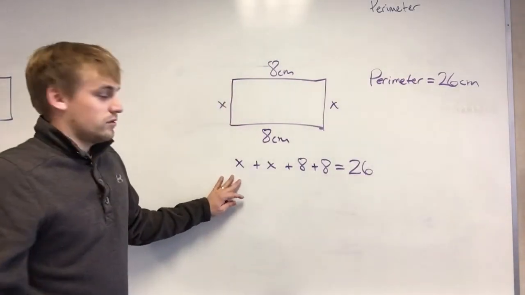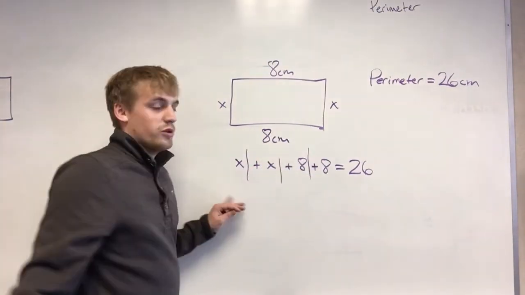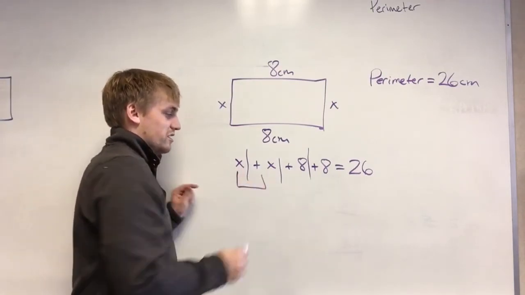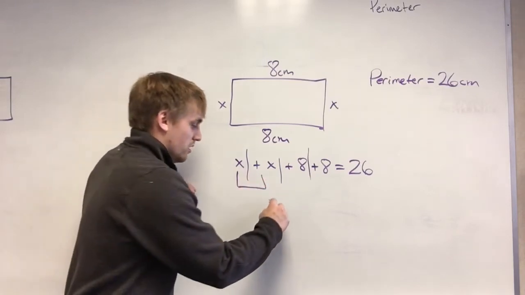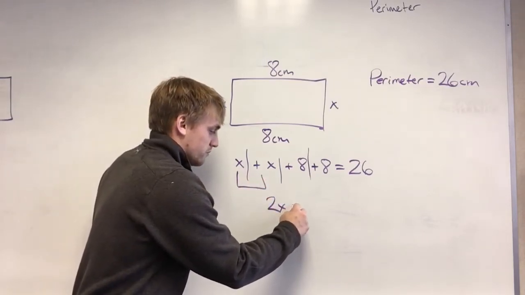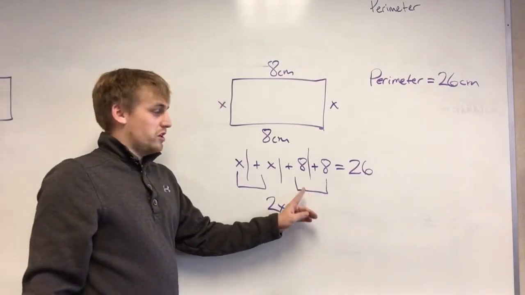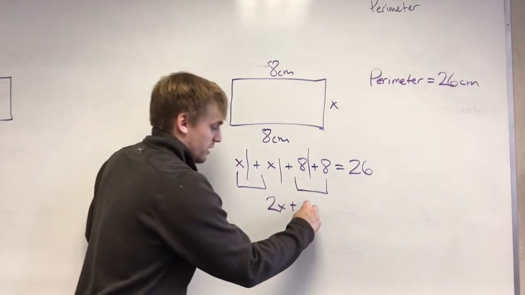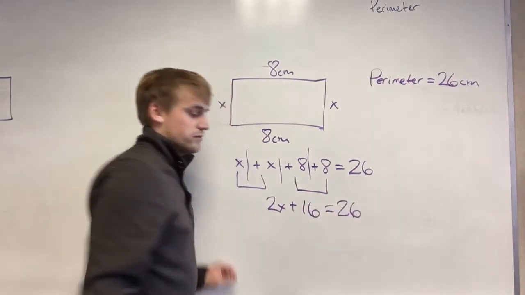Now I can add like terms, something we talked about in our previous unit with expressions. These two are the same because they have the same variable. So 1x plus 1x is 2x, plus. These two terms are the same because they're just numbers. So 8 plus 8 is 16, and it equals 26.